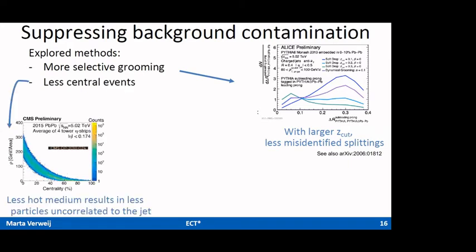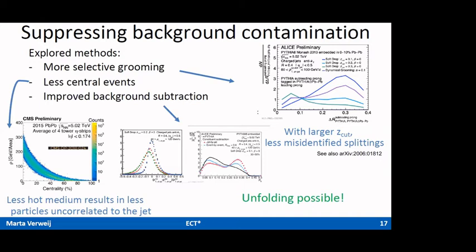Another way is to simply go to less central events. If you make the background smaller, all these effects get smaller. Of course, there the disadvantage is that you have a less hot medium, so also your jet quenching effects get smaller. So it's always a trade-off. And then there was a lot of effort put into actually improving our background subtraction techniques. As you probably know, we always take the whole event and first start subtracting background before we do any analysis. And there were some improvements done.